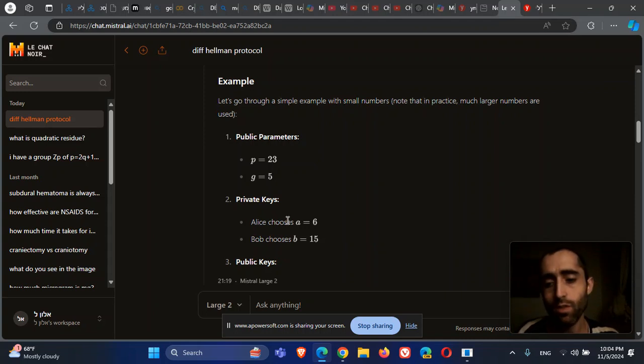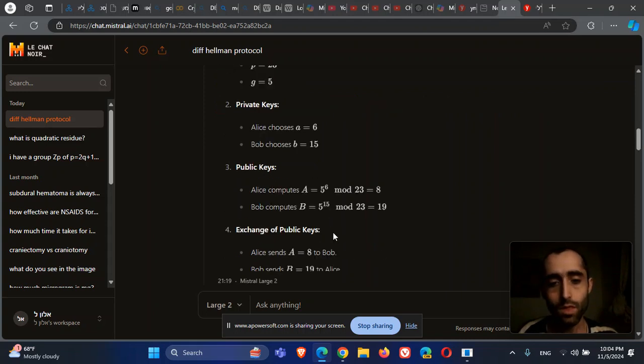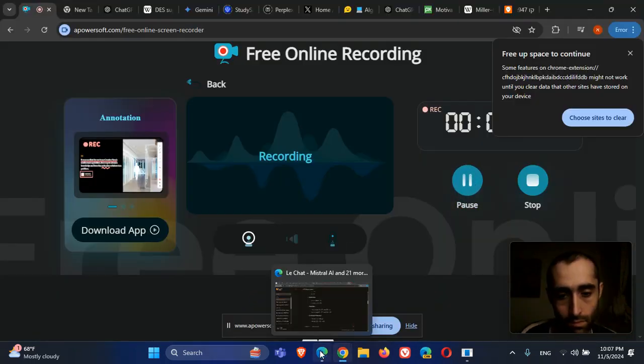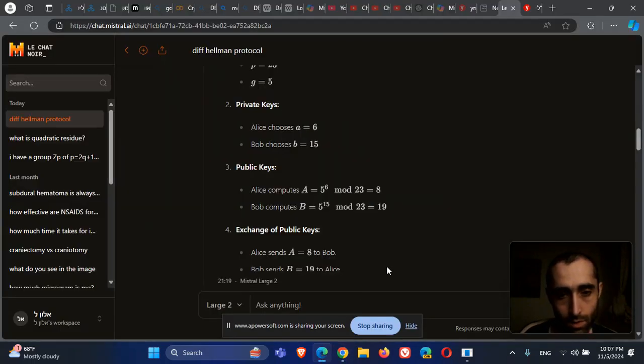Now Alice chooses a random integer number, a, 6. Bob chooses a random number, b, call it 15. Now the public key that Alice creates, again, it's the generator G, we called it here, to the, wait a sec. Okay, so we understand why it's very hard for someone to do that, and we are in the example.